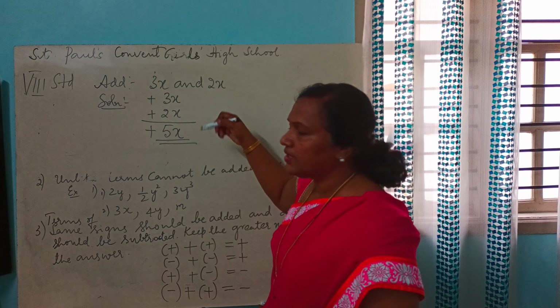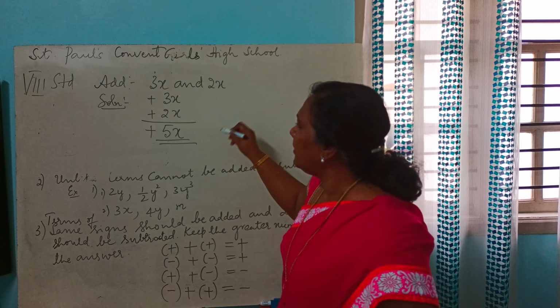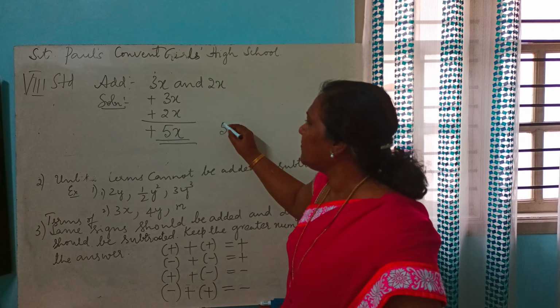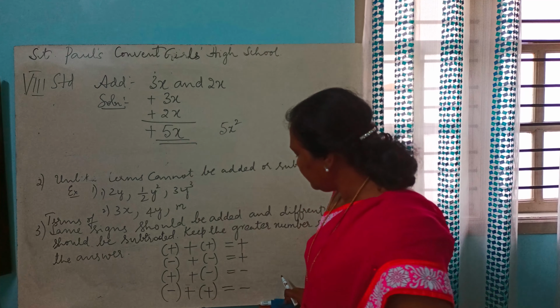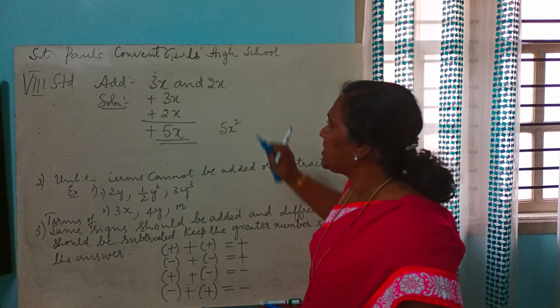Some of them will do this: they will say 3x plus 2x is 5x squared. You should not add the powers. You should add only the coefficients.